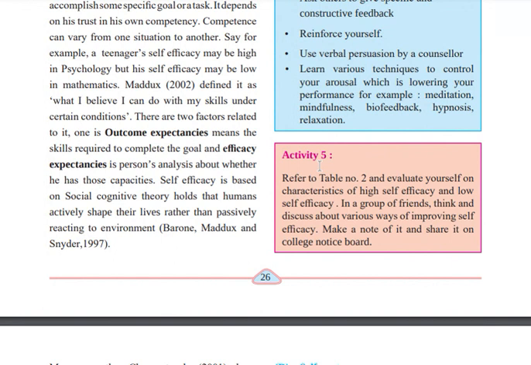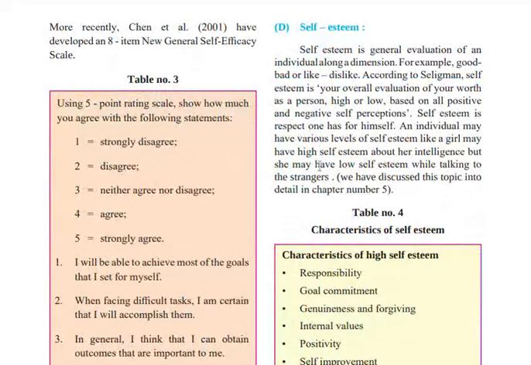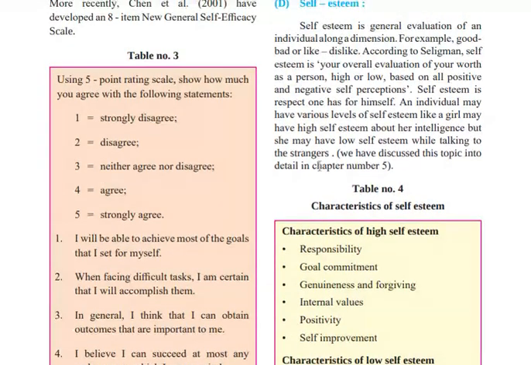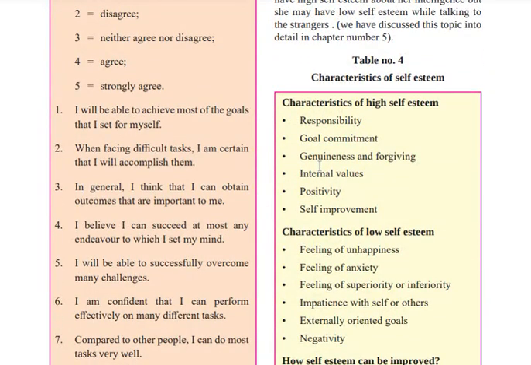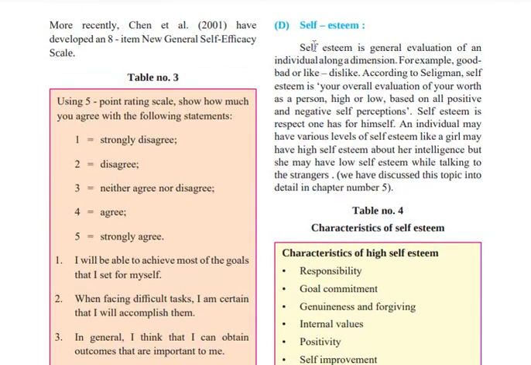Okay, now if I talk about table number 3. Using a 5-point rating scale, show how much you agree with the following statements. Some statements are given over here, you just have to give the points. Like if you agree with the statement, you can say 5.